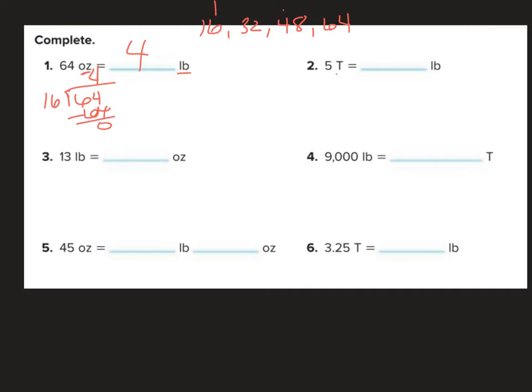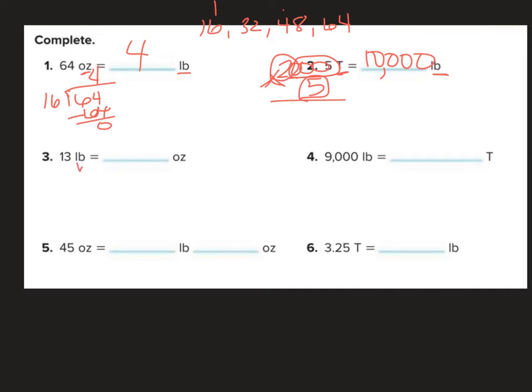Okay, 5 tons, big to small. We need to multiply. 5 times 2,000, right? We can use our trick from the beginning of the year. 5 times 2 is 10, and then how many zeros? 3. So it's worth 10,000 pounds. 5 tons are 10,000 pounds.